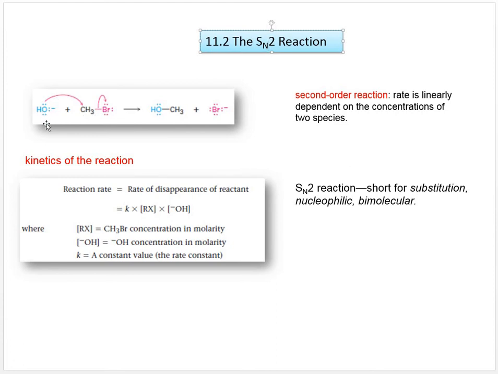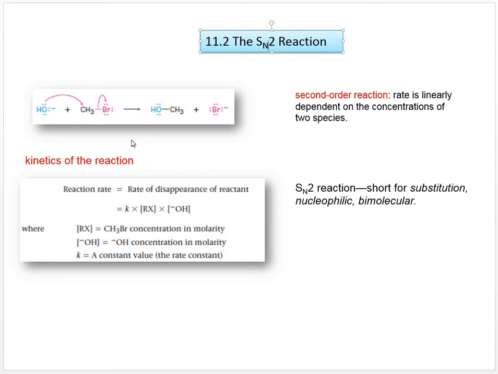So again, let's define. Hydroxide is the nucleophile, bromomethane or methyl bromide is the substrate, and we form the substitution product. It's an alcohol, methyl alcohol or methanol, and bromide ion left the electrophile, or we call it the leaving group.